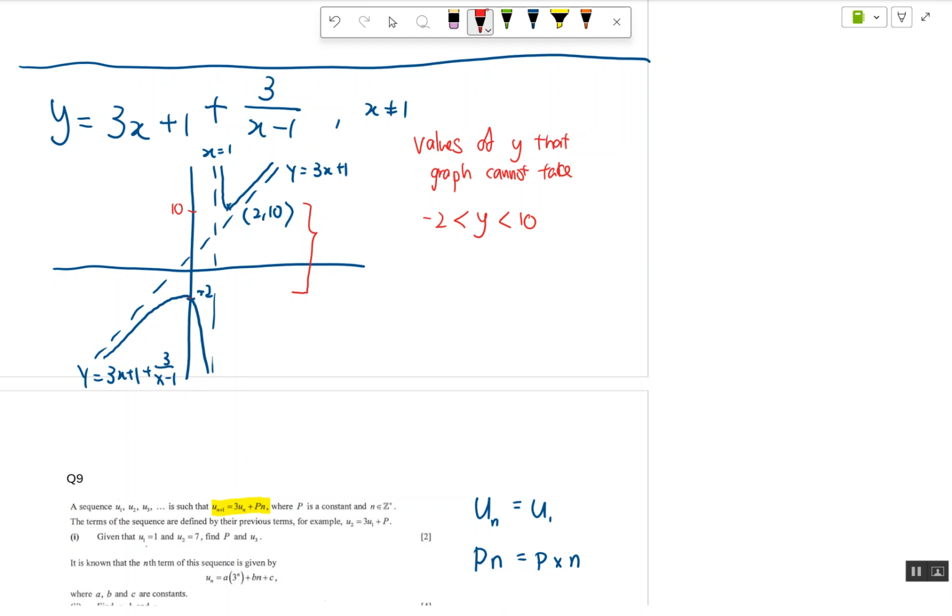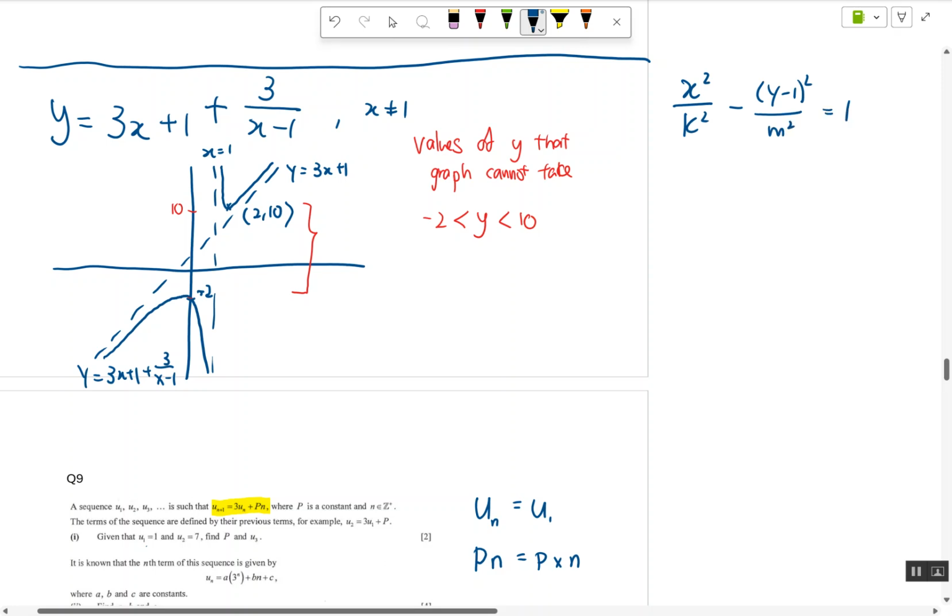Okay? So next part, right? The question talks about x squared over k squared minus (y minus 1) squared over m squared equals 1. The question is already very nice because they never ask you to do completing the square or anything like that, right? They already put it nicely here for you. You need to identify that this is an east-west hyperbola, at the center 0, 1. You can see it's 0, 1.